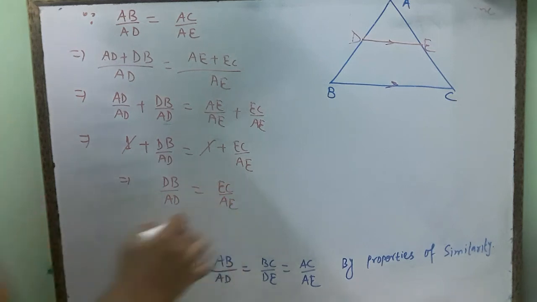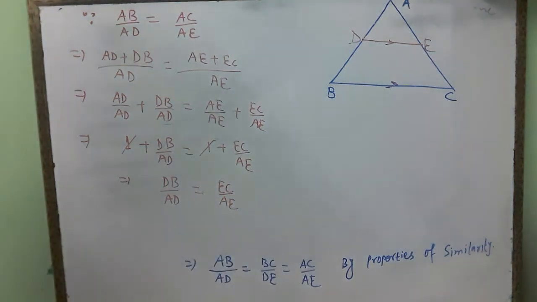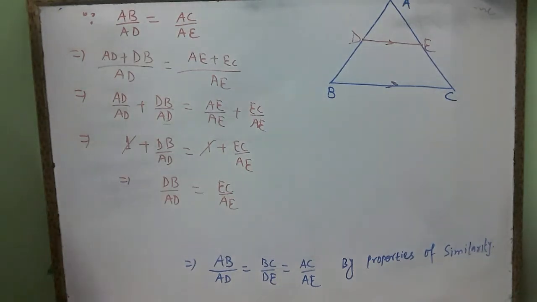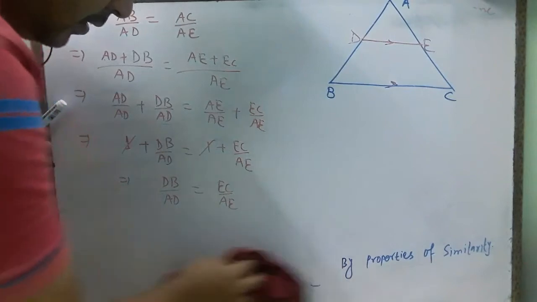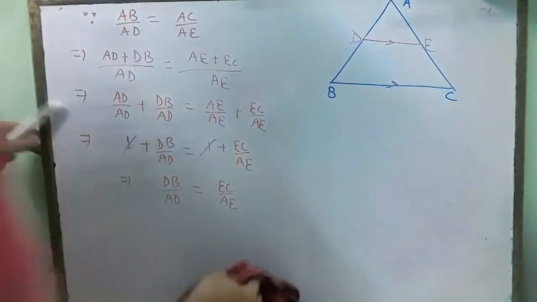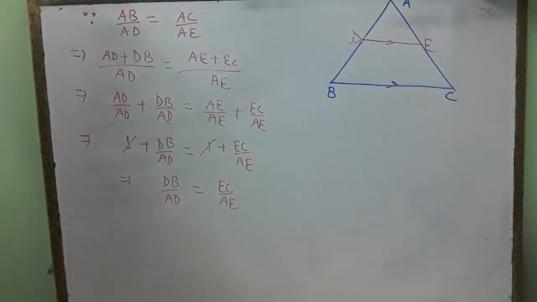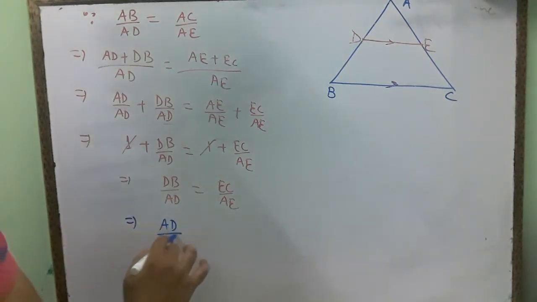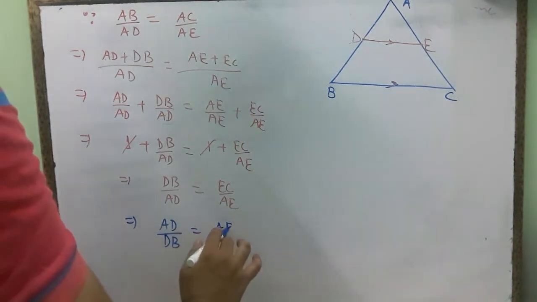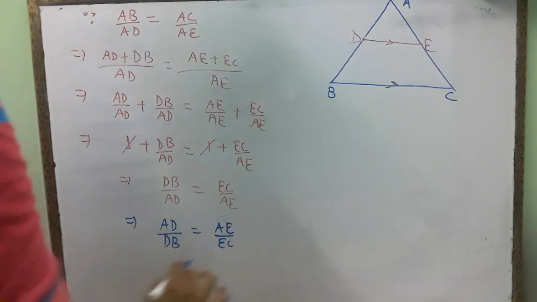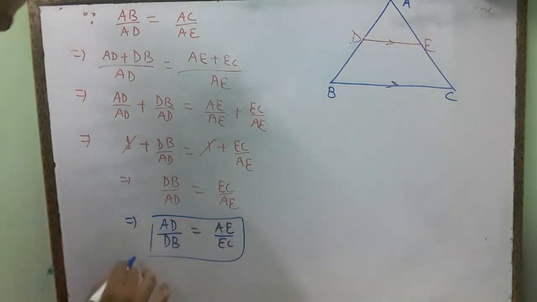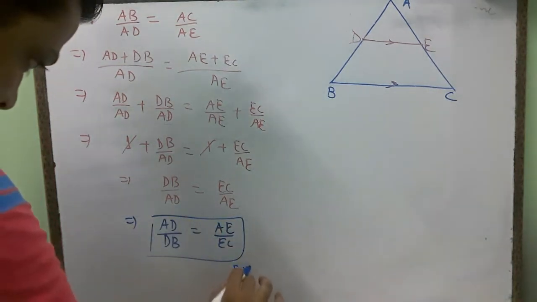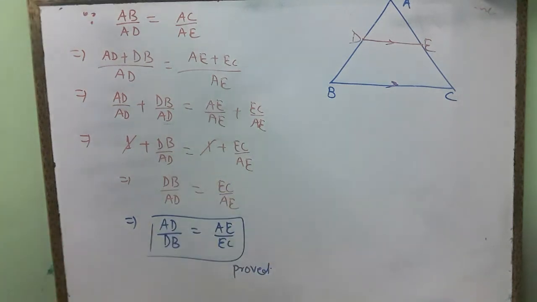Now match with what you have to prove. You will see that it is just opposite to what we have to prove. So here we flip both sides, and it will be written as AD divided by DB is equal to AE divided by EC. Now it is proved. Here is the proof of the Thales theorem.